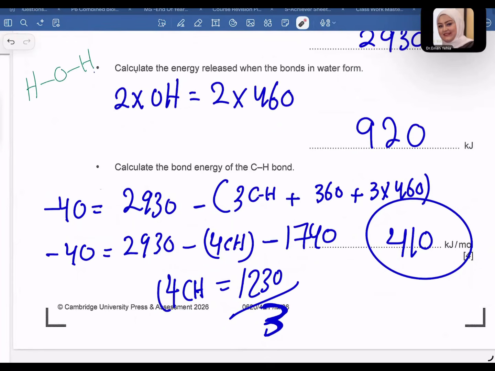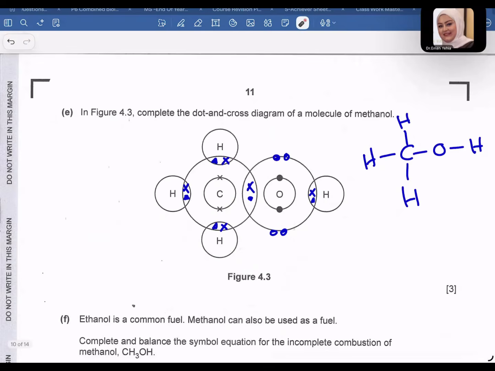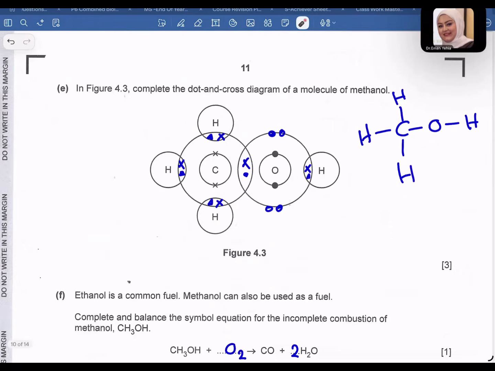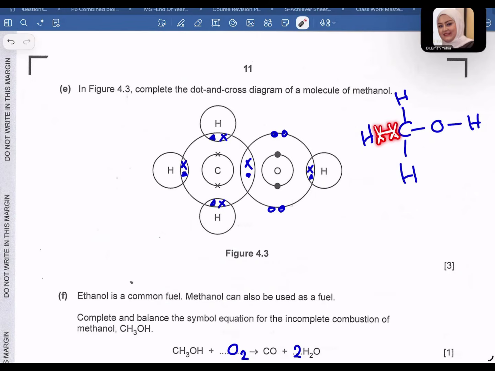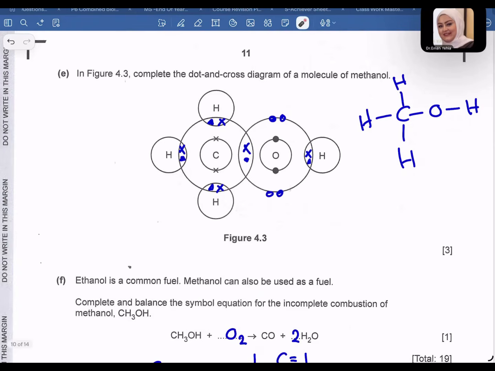Next question, complete the dot and cross diagram of a molecule of methanol. So first draw the displayed formula. For each single bond, 1 electron is shared from carbon and 1 electron from hydrogen, so 1 dot and 1 cross. And then carbon with oxygen, single bond, so 1 from oxygen and 1 from carbon. O and H, 1 from H and 1 from O. 1 from C and 1 from H. 1 from C and 1 from H. Okay? And then don't forget, oxygen holds 4 non-bonding electrons.